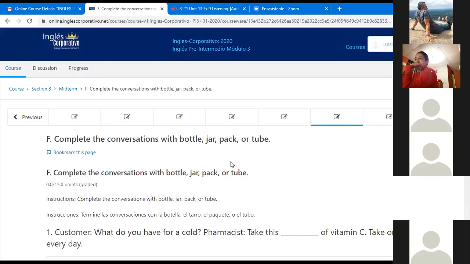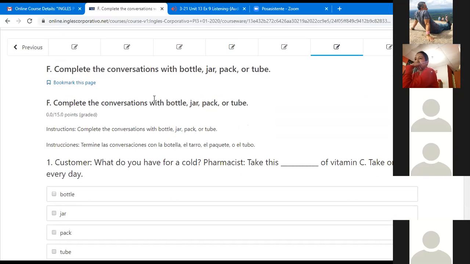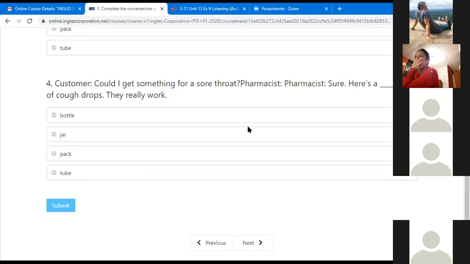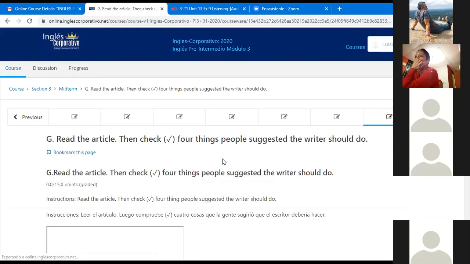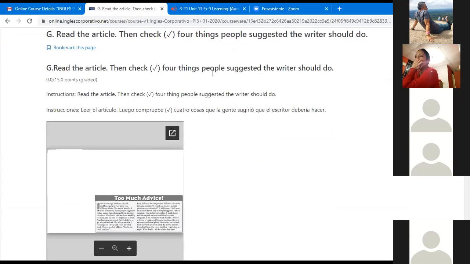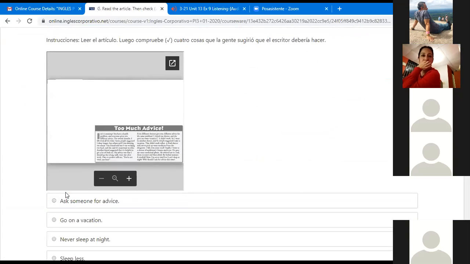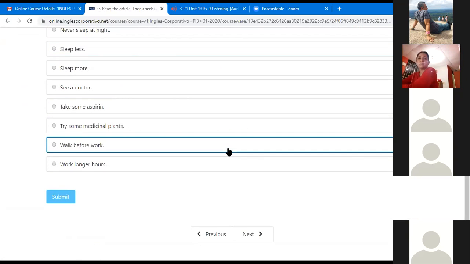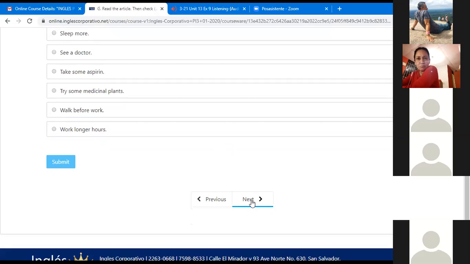And here, you have to see the difference between bottle, jar, pack, or tube. For that, I'll show you the difference after, okay? And then here, you have to read this and then read the information and answer. This is reading comprehension, right? You have to find the answers.